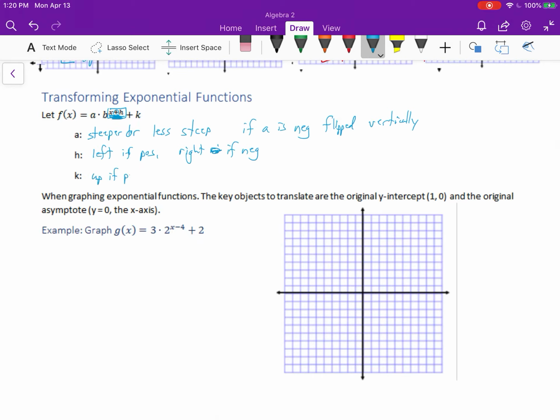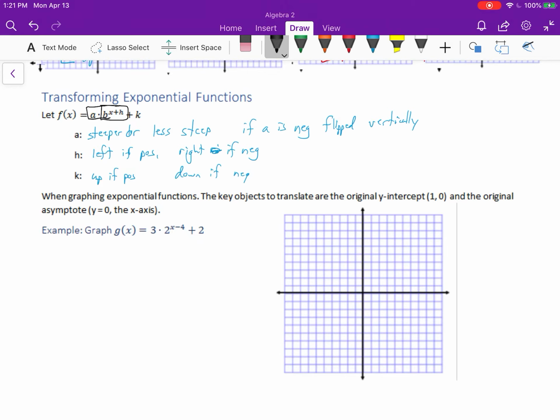And then the last thing, k. K moves it up if positive and down if negative. Because really what you're doing is you might end up having this function right here, or even the whole thing. That would give you a bunch of points, but if you add k to every single one of those points, they're all going to move up. Or if you put a negative, it's going to move down.